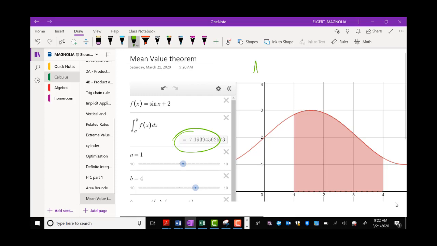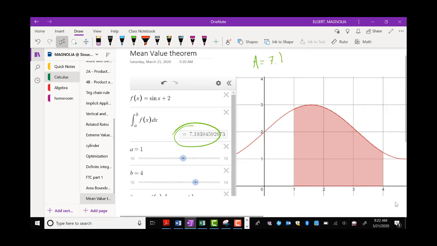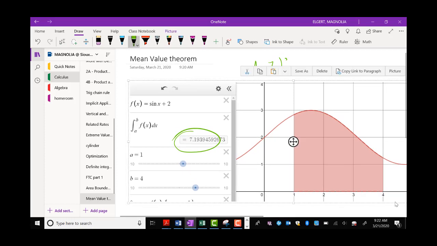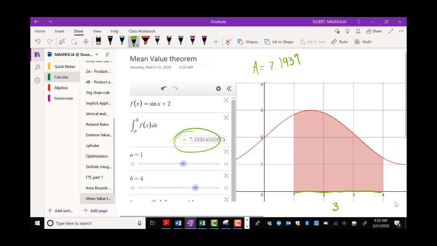Well, if I know the area is equal to 7.1939, and I know that the length of this rectangle would be 3, I could actually find that height. So if I took this area and I divide by the length, I could find the height. So the base is 3, if you want to use base and height. So if I take this area, divide by 3, I get approximately 2.4.